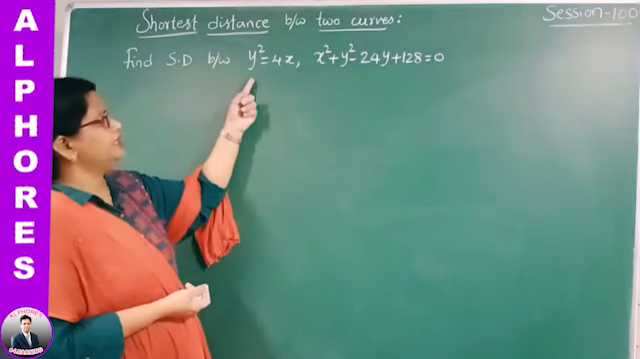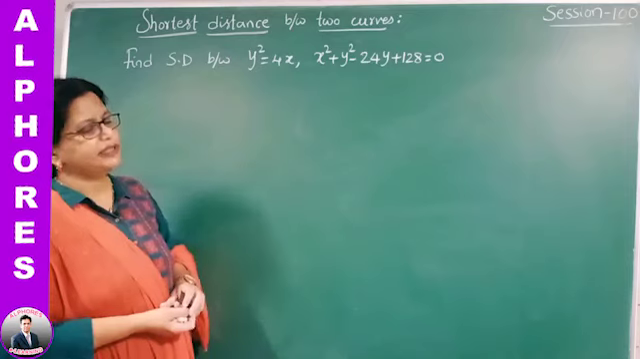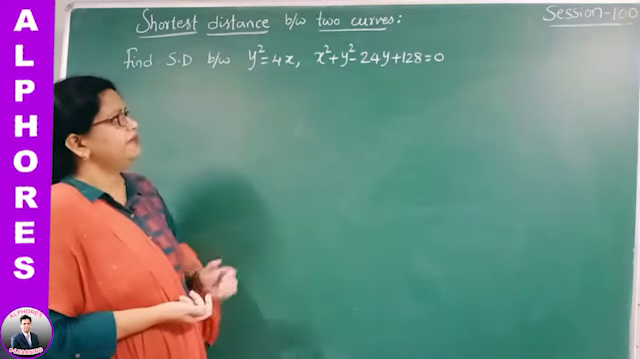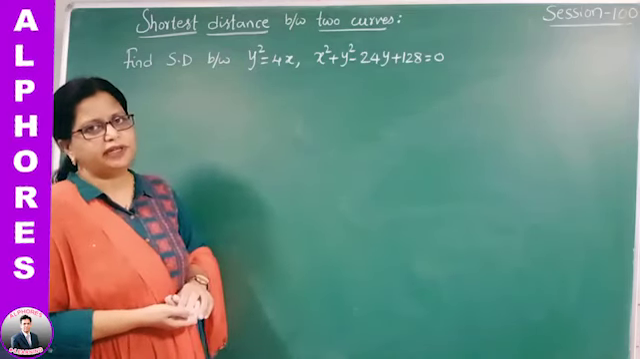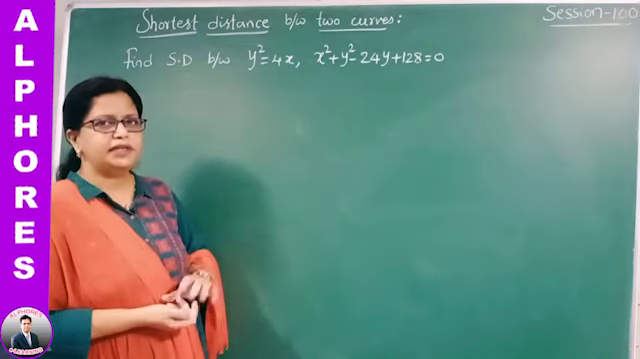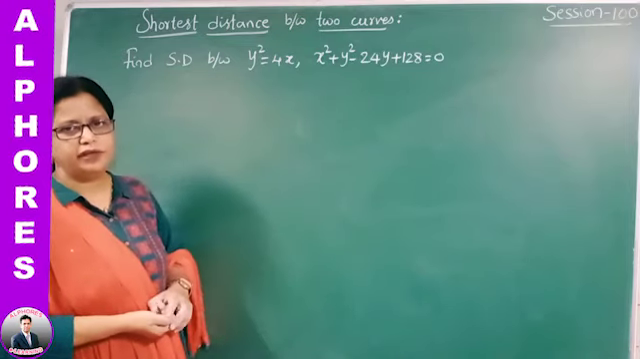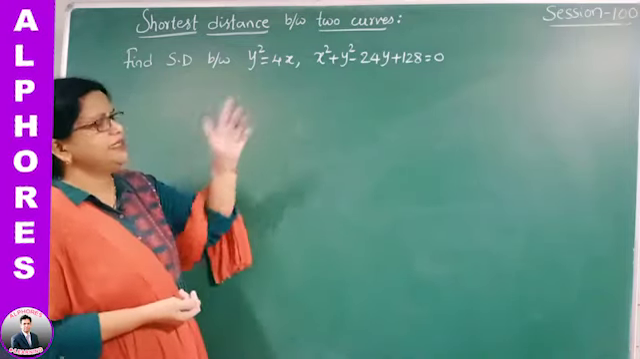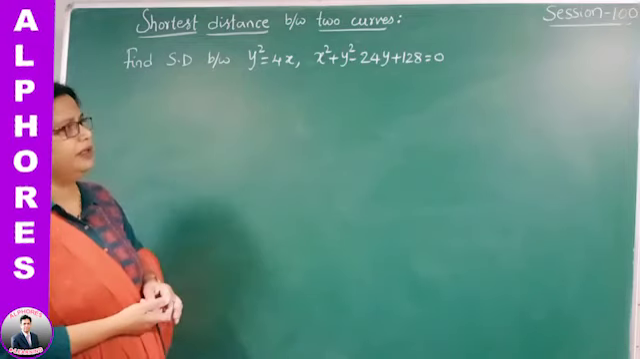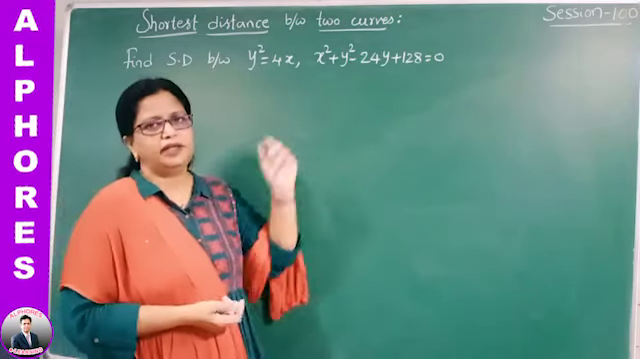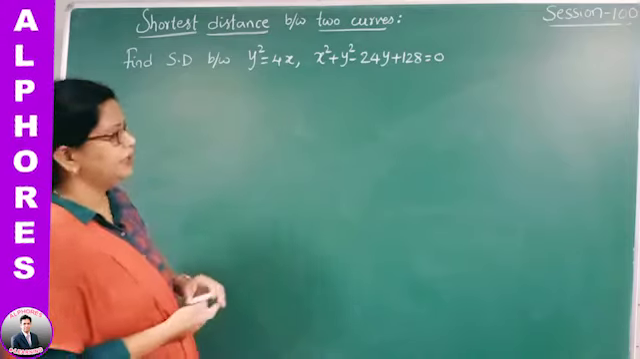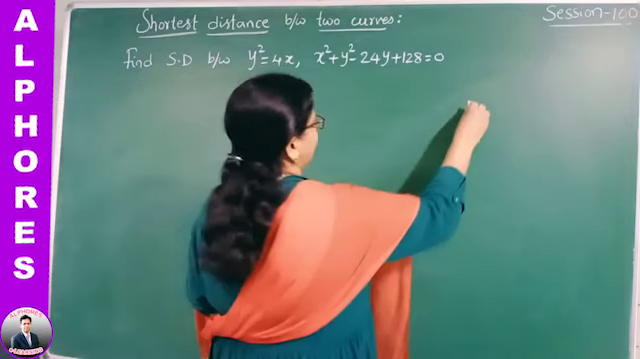And now once they have asked you about shortest distance between these two curves, in previous session we have done problems where the two curves are images of one another with respect to the line y equal to x. But here the case is different. It is not in that way. One is a parabola and the other one is nothing but a circle. Then how to do this type of problem?